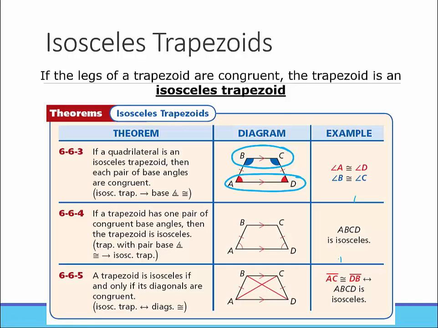If a trapezoid has one pair of congruent base angles, then it is an isosceles trapezoid. So this was one of the triangle theorems that we kind of did backwards and said, if these base angles are the same, then I know that these sides have to be the same. And then a trapezoid is isosceles if and only if its diagonals are congruent. And remember what this means, if and only if. It means it works forwards and backwards. So that's why we have this double-sided arrow over here. So if they are congruent, then it's isosceles. And if it's isosceles, then your diagonals are congruent.